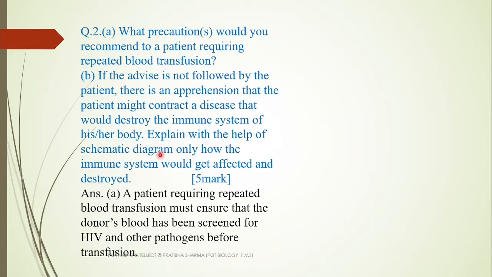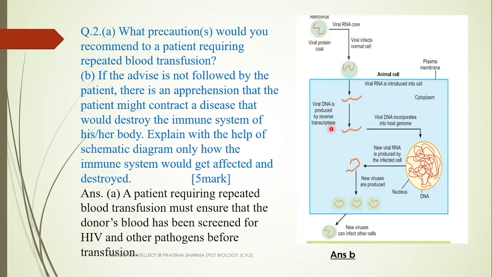Explain with the help of schematic diagram only how the immune system would get affected and destroyed. आपको स्कीमैटिक डायग्राम, यहाँ कुछ लिखना नहीं है, डायग्राम के थ्रू आपको बताना है, कि कैसे उस पेशेंट का जो इम्यून सिस्टम है वो इफेक्ट होगा और डिस्ट्रॉय होगा. This diagram you are going to draw which we already discussed.